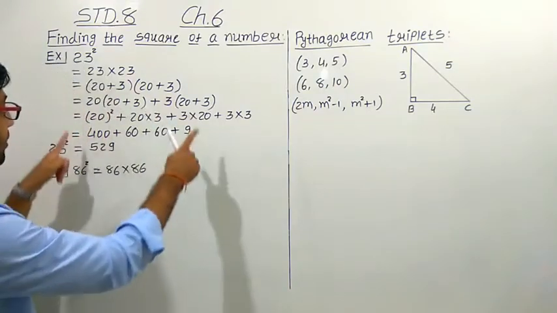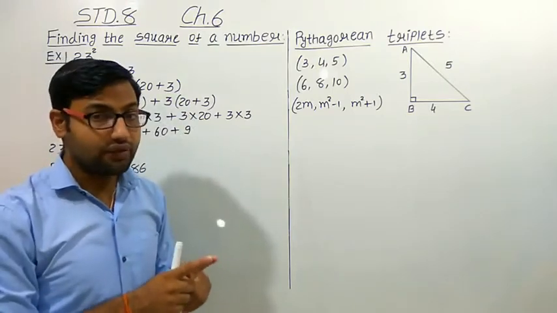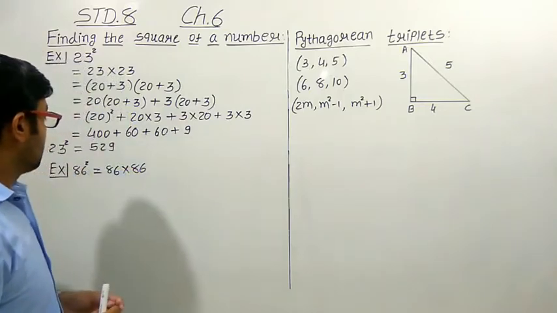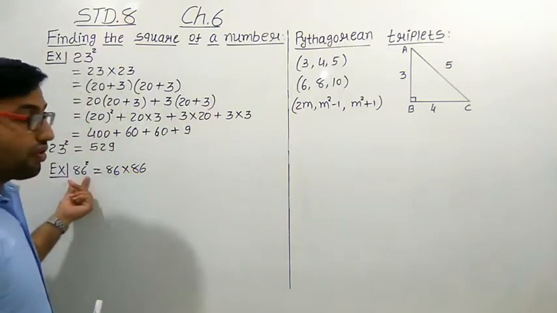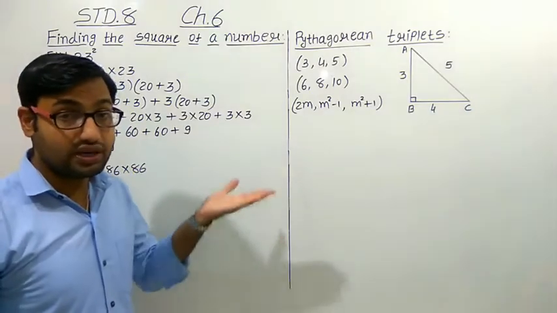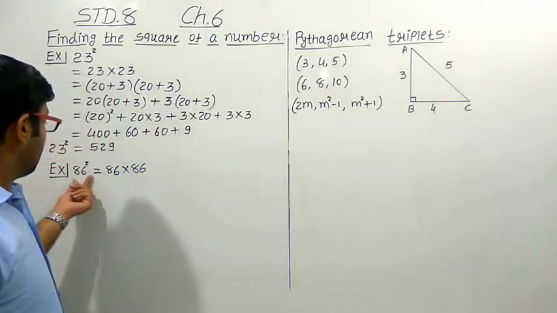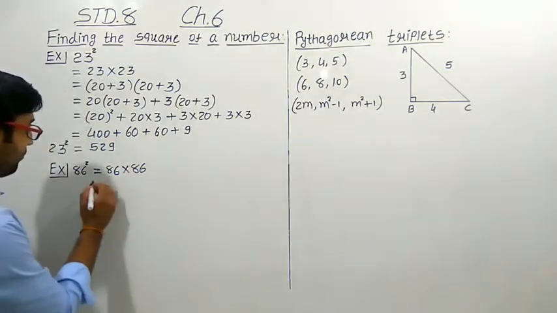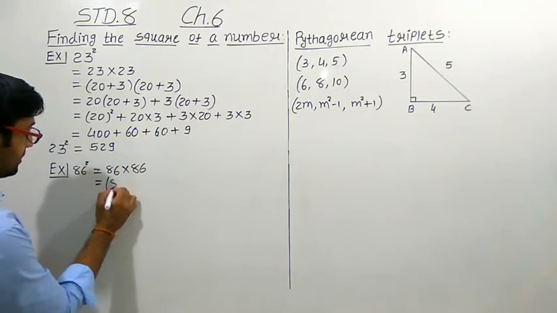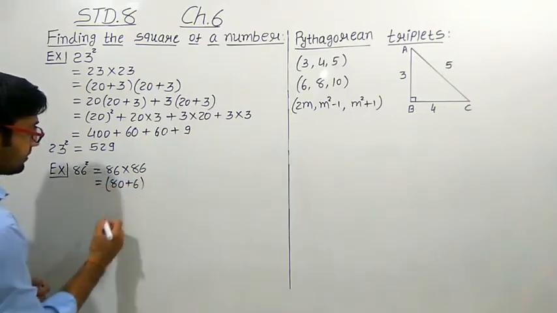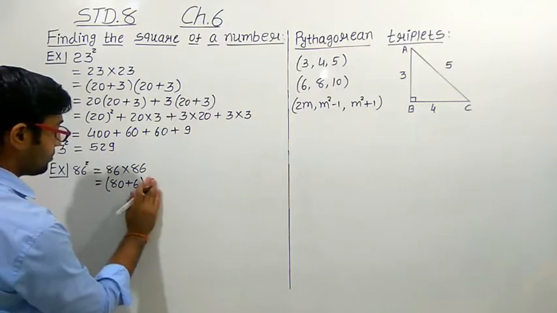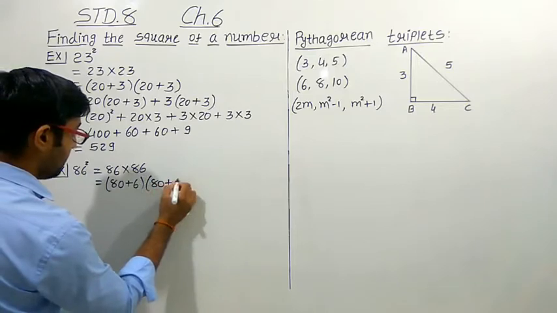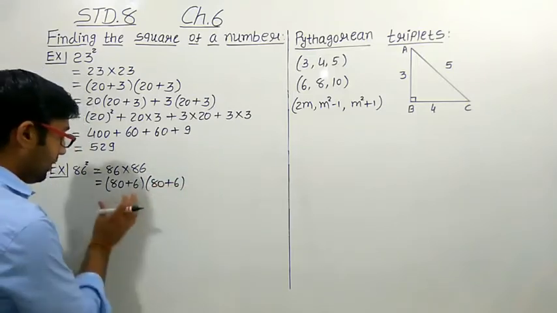So this is the method how we can find out the square of any number which is greater. So let us study how we can find out the square of 86. Right, this is quite a large number. So we can again write down 86 square as 86 into 86. Okay, now this 86 we can write down as 80 plus 6, and this 86 also we can write down as 80 plus 6. Now again there are two brackets.